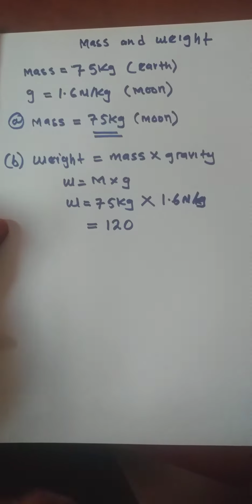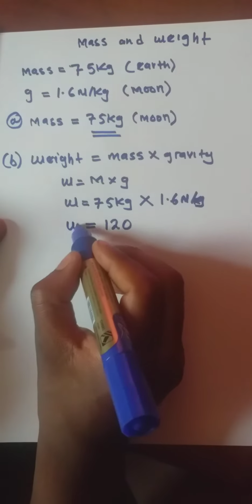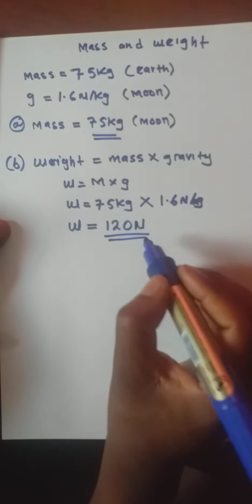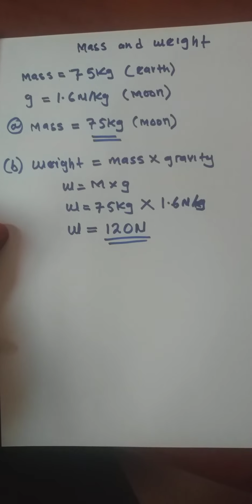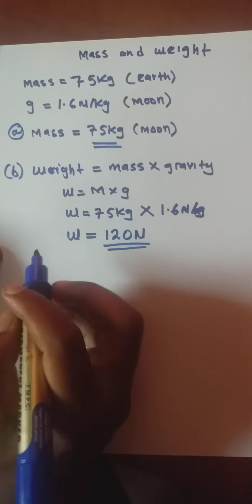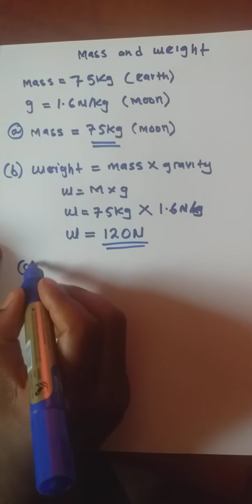And the SI unit for weight, as you may know, is the newton. So the unit that is accepted worldwide when you're calculating weight in physics is the newton, with the symbol N. So that's the solution for part B. Then we have part C.